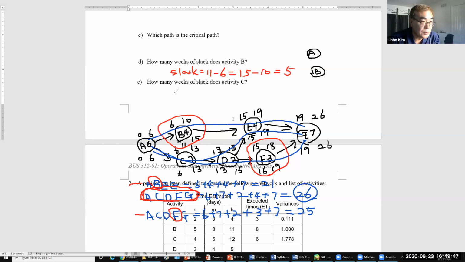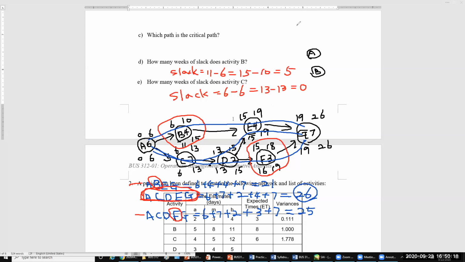And then this one, activity C, 6 minus 6, 13 minus 13. So 0 slack. Good. Yeah, thank you. Okay, thank you.